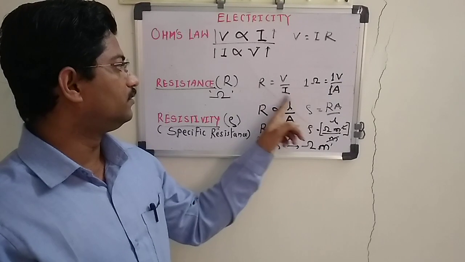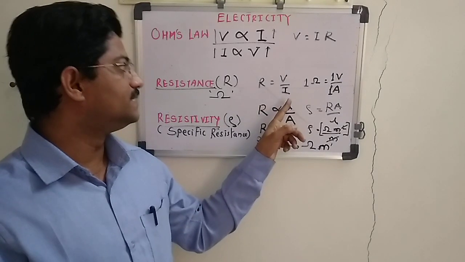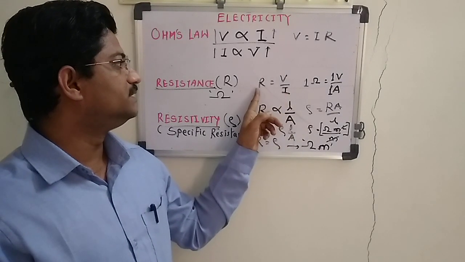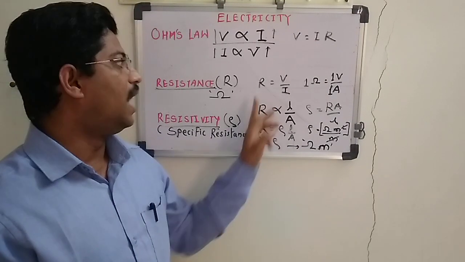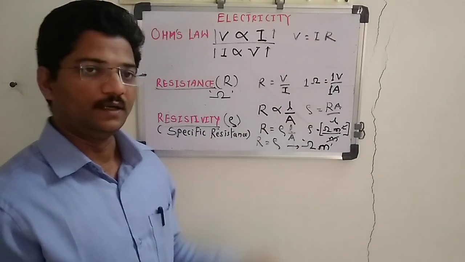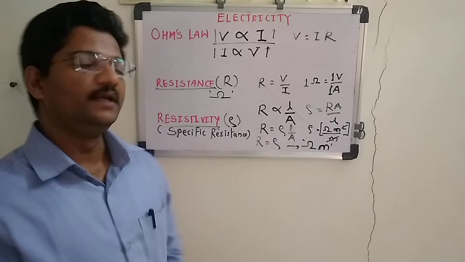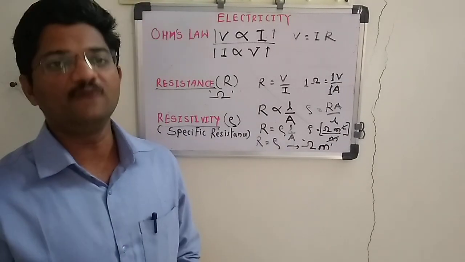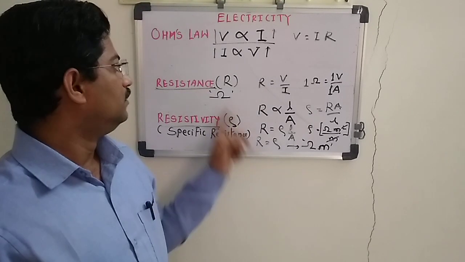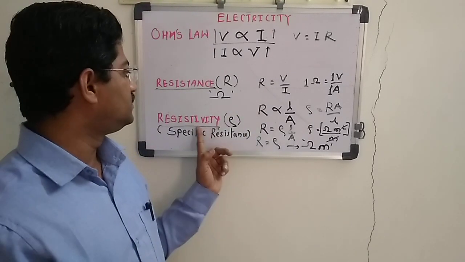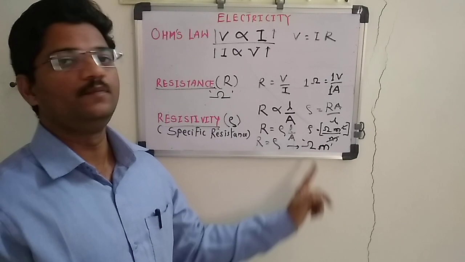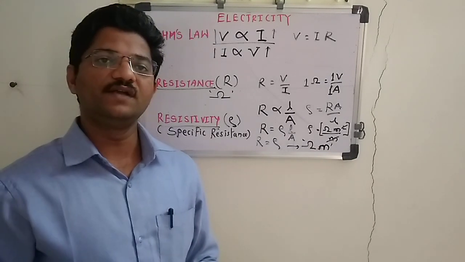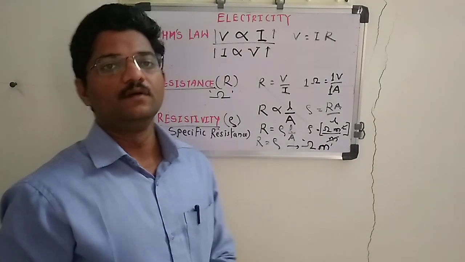From this relation, you can infer that the current and the resistance are inversely proportional. Higher the resistance, lower will be the current. And resistivity is the property by virtue of which it opposes the flow of electric current. Resistance has unit ohm, resistivity has unit ohm meter. Next, we are going to see the combination of resistors.